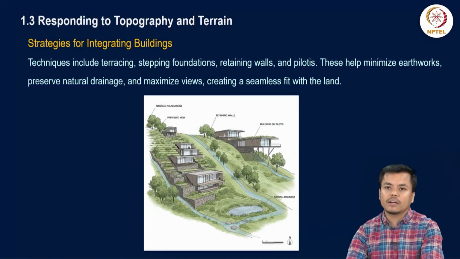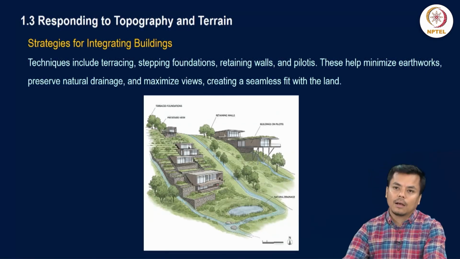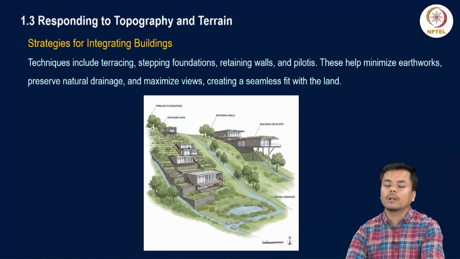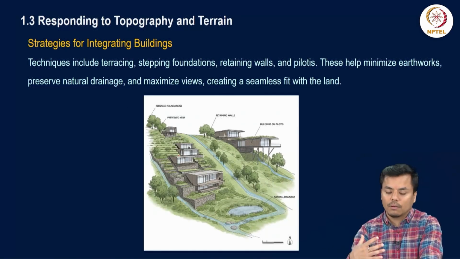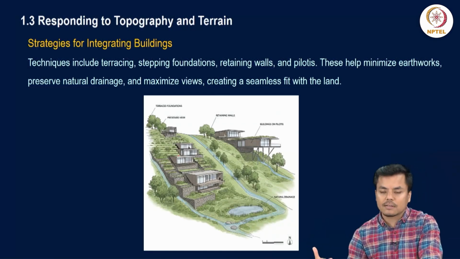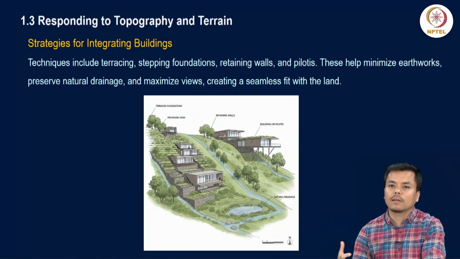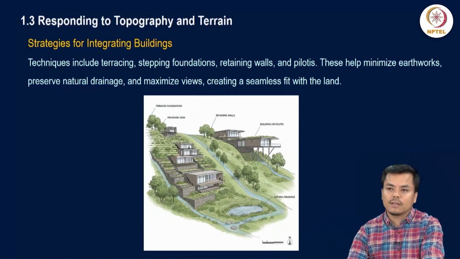Then next is strategies for integrating the building with respect to the site. If you have a sloping site like this, your building elevation in totality can be visualized through your site elevation, and how your entire site would look from a very distant, far away place can also be visualized through the site elevation. This helps minimize the earthwork if you have included the natural slope and contour that is present in your site.